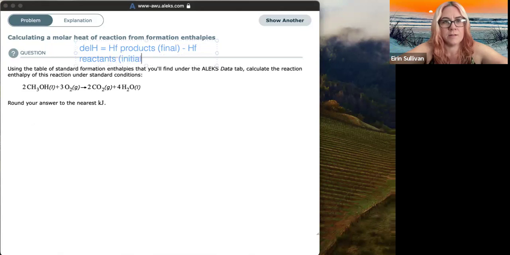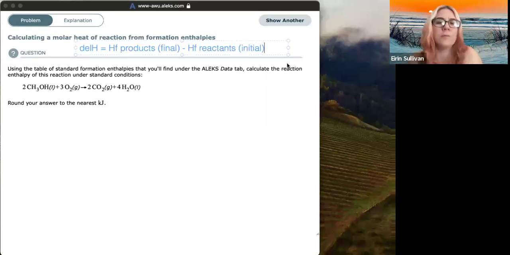state, right? So just like any state function, like delta T is final temperature minus initial temperature, delta volume is final volume minus initial volume, etc. So we're just going to do the same using our standard enthalpy of formation of products and reactants. But you have to multiply by the number of moles of each species in the balanced chemical equation. And just be careful when you're looking up standard formation enthalpies in the ALEKS data tab that it does matter if it's carbon dioxide solid or carbon dioxide gas, right?